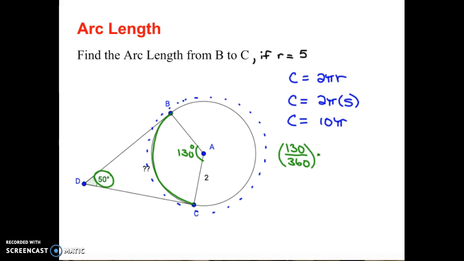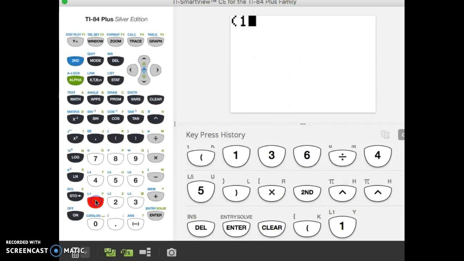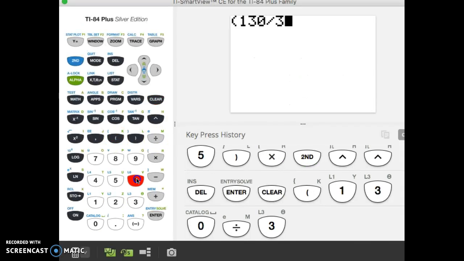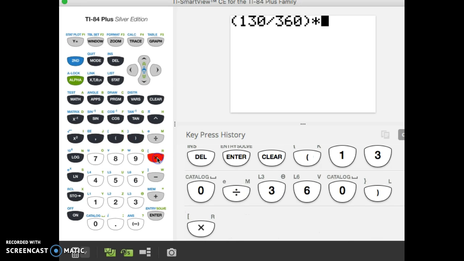So I'm going to multiply that again by the circumference. And again, what I'll do is I'll just multiply the number part, and I'm going to write pi next to my answer. So I'm going to do 130 over 360 times 10, and I'll just write pi next to my answer. Okay, so let's go ahead and do that on the calculator. So we got 130 out of 360 times 10.